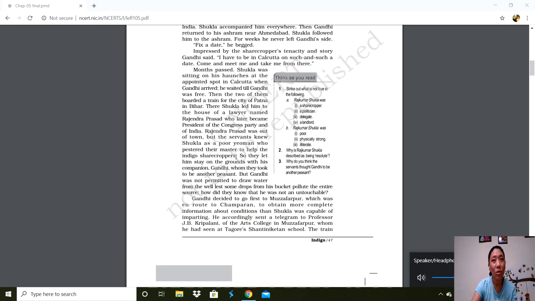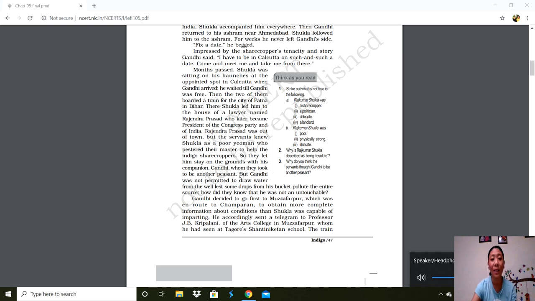All right. So the servants thought that Gandhi must also be one of the sharecroppers because they had seen Rajkumar Shukla coming frequently to Rajendra Prasad's house to seek help with regard to the injustice meted out to them, or the trouble borne by these Indian sharecroppers. All right. So the servants somehow guessed that Gandhiji was also one of the sharecroppers. So they let him stay on the grounds with his companion Gandhi, whom they took to be another peasant.